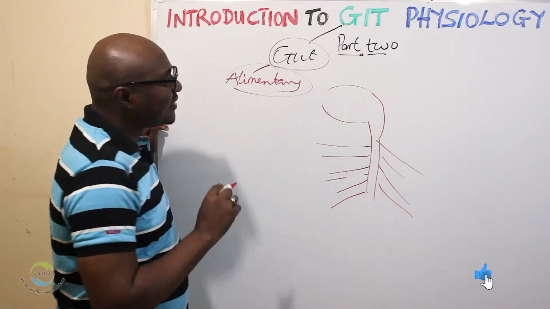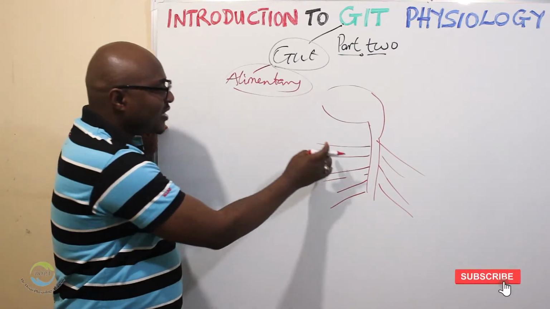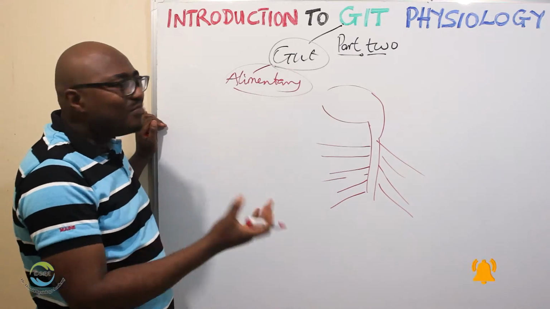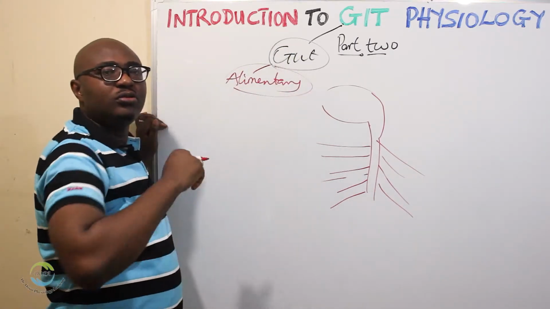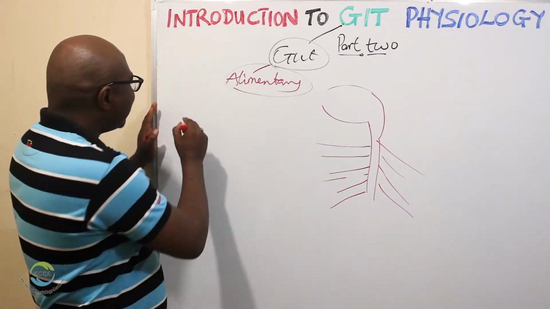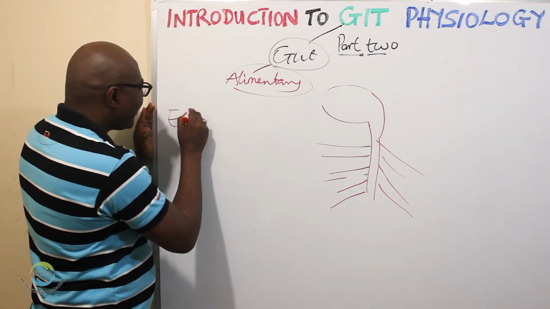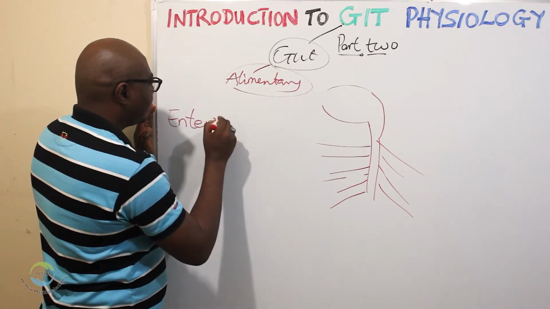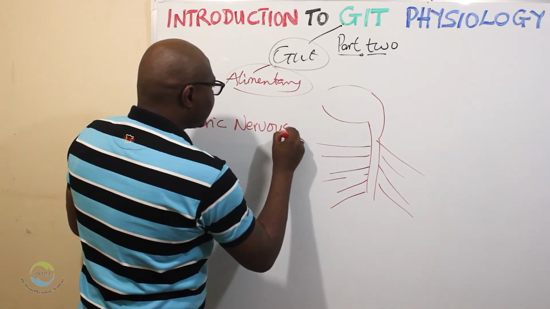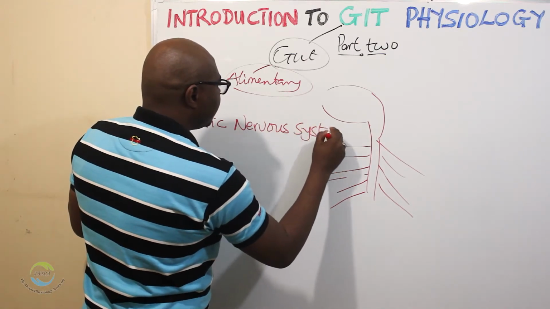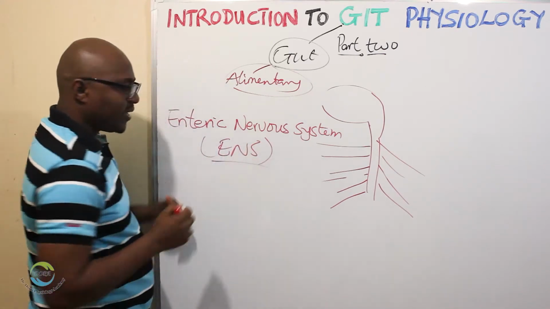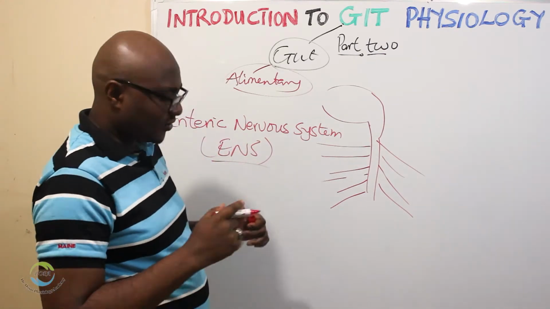But this GIT has a special role. It's connected to the central nervous system, all right, but it now has its own nervous system. You understand? It has its own special system, it is called the enteric nervous system, ENS for short.